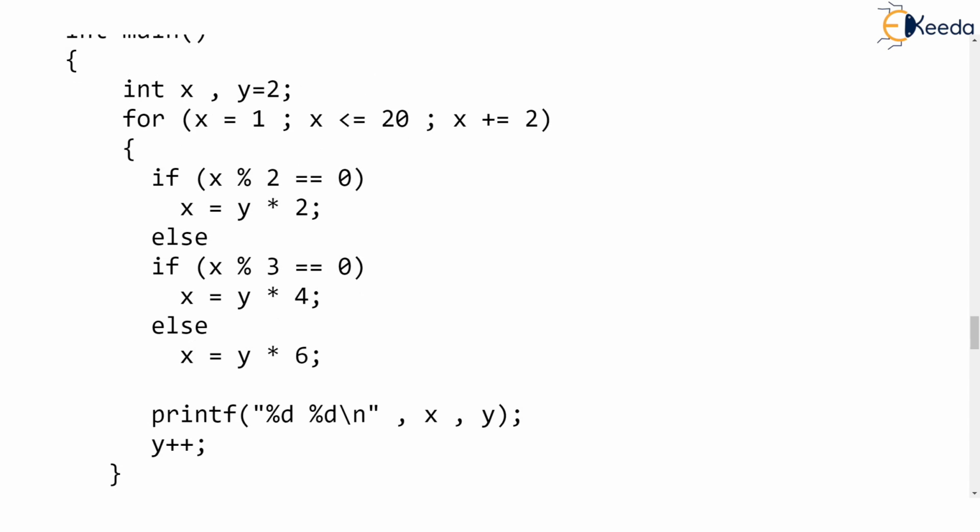Okay, here two variables are given, x and y. I'll just note down x and y is 2. It's given y is 2. Now the loop starts with x equal to 1. Okay, x is 1. And it goes up to 20.